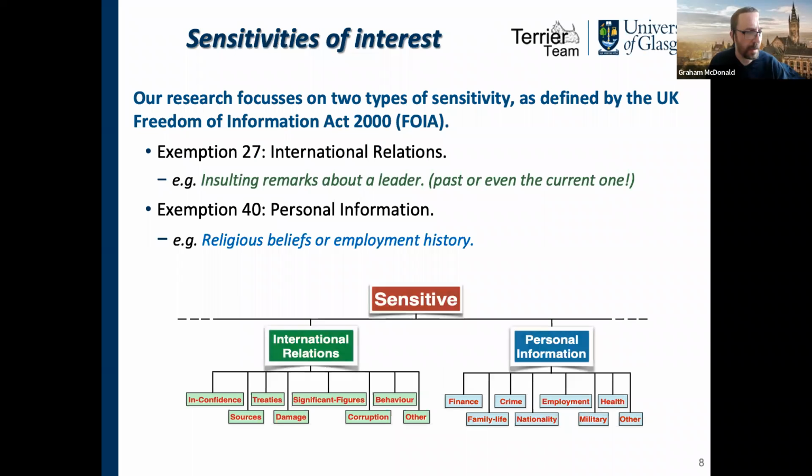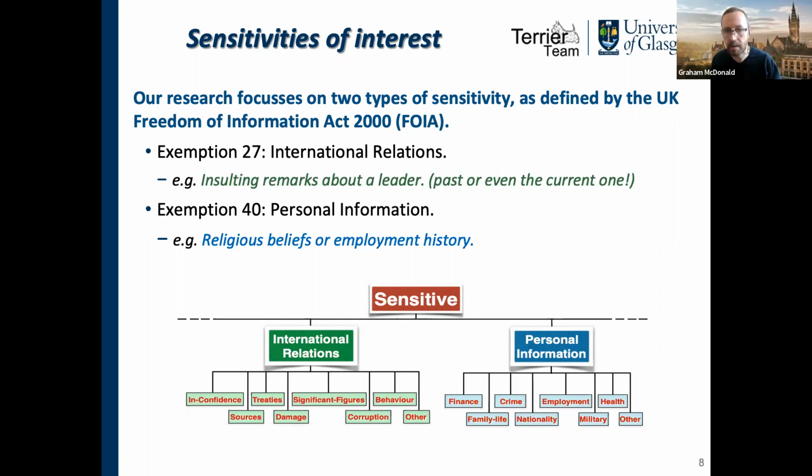Okay, so all of the work that we will look at in this presentation particularly focuses on two exemptions to the Freedom of Information Act 2000. So exemption 27 is international relations. So it says here insulting remarks about a leader, but that's just one example. It's much, much broader than that.